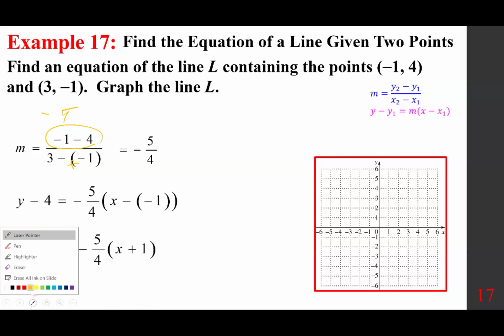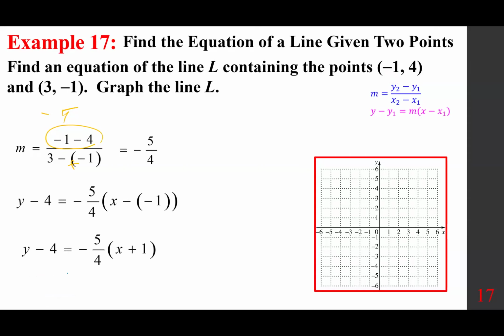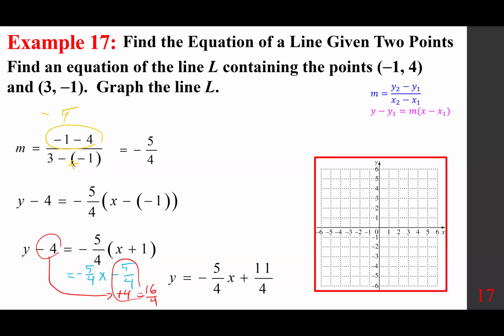And if we distribute, we get minus 5 fourths x minus 5 fourths. If we move the negative 4, it becomes positive 4. Because we want to add it to negative 5 fourths, we're going to change the 4 to 16 over 4. And we get this: minus 5 fourths x plus 11 fourths. And by the way, you should recognize right from here that you do have this y-intercept. However, you can graph, and I highly recommend you find all the intercepts. X is 0, find y. Y is 0, find x.